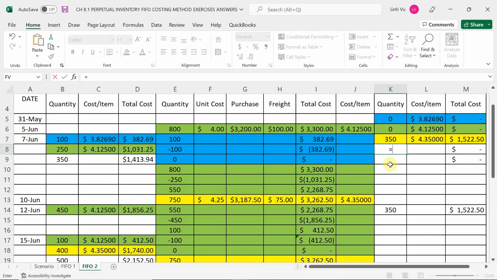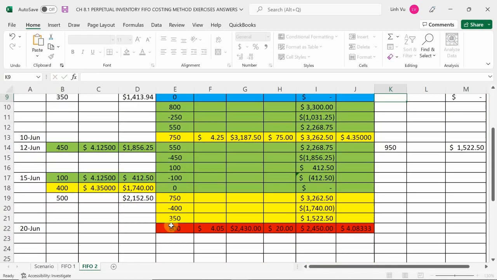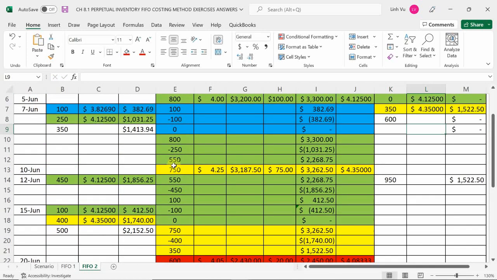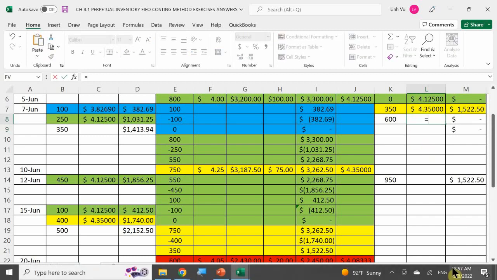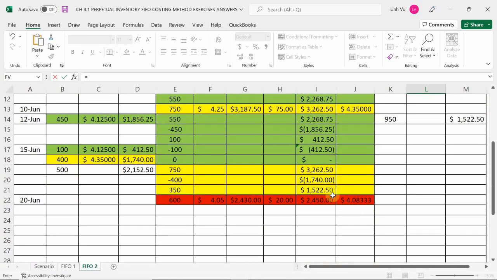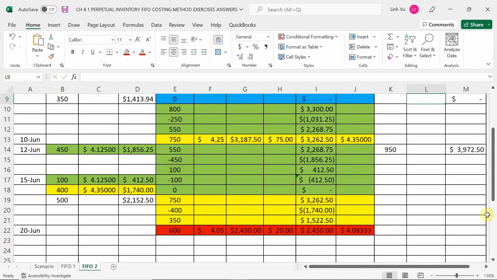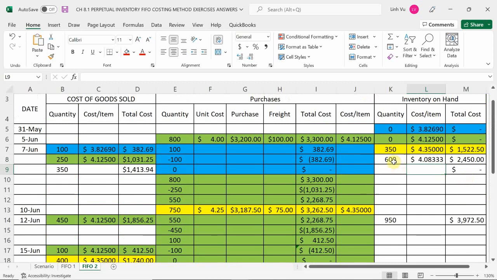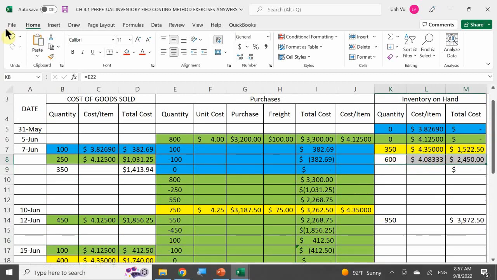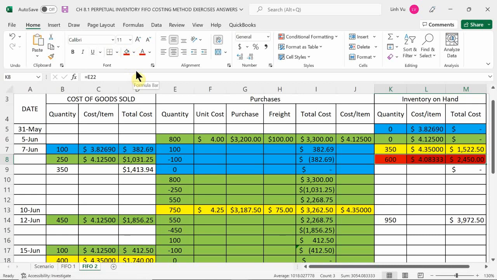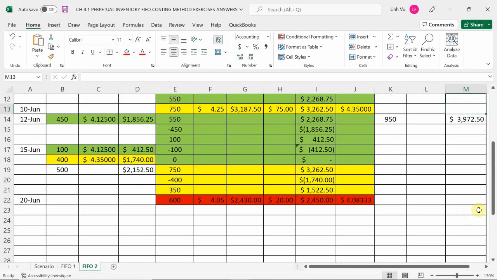So let me go ahead and add that new inventory in there. So we got 600 units at 4.08333333, which would yield you that $2,450. Okay. So then there you go. I now have 950 units available to sell. Okay. So let's go ahead and see what happened next.